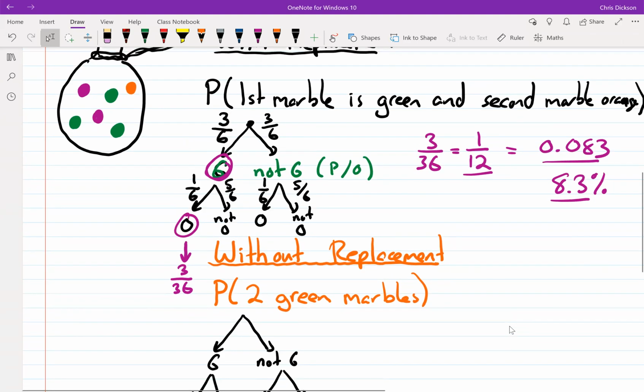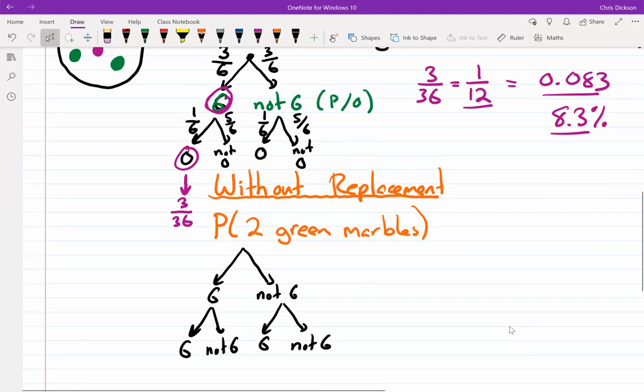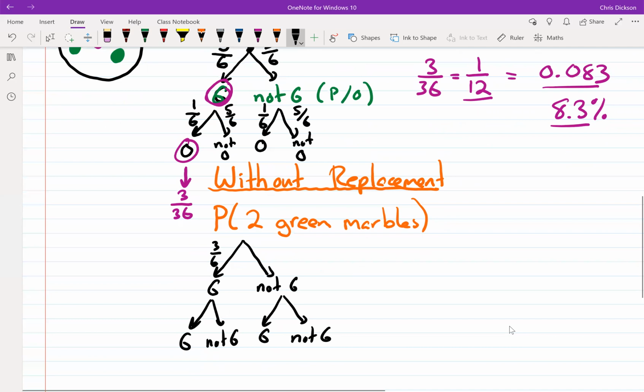For green marbles, there's 3 of them, right? So there would be a 3 in 6 chance. So that's actually kind of the same as the last question, right? Because we said we want the first one to be green, and then 3 out of 6. Now the second time we do this, we don't replace the first marble.